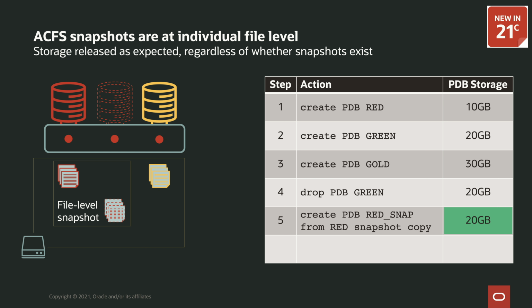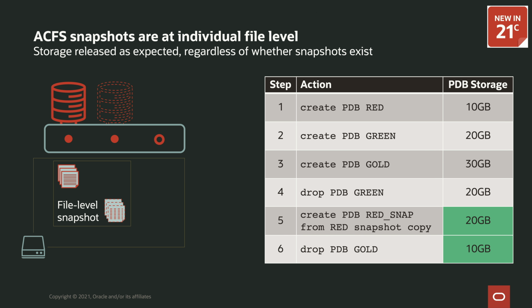Looking into the storage layer, we now see only the sparse files associated with PDB red. That's all that's required to implement the snapshot clone. This is a file-level snapshot. Importantly, because it doesn't involve the data files for any other PDB, when we drop PDB gold, we see the storage drop down to 10 gigabytes as expected. So it may seem to be an arcane difference, but you can now appreciate how consequential it can be.